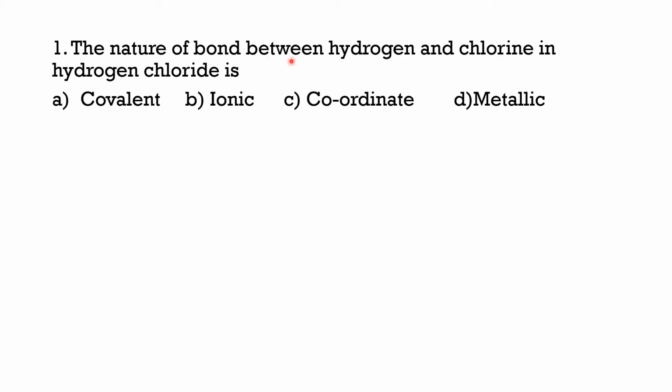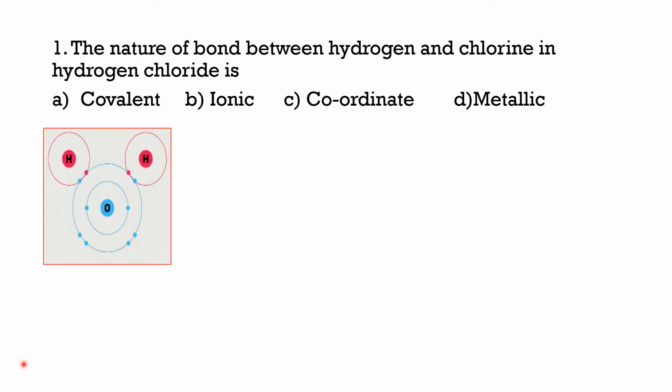The nature of the bond between hydrogen and chlorine in hydrogen chloride is... What is the nature of the bond? First, we need to write hydrogen chloride. How will it be? HCl, H plus and Cl minus. You need to write it like that. If you write like that, you come to know how the bond will be.